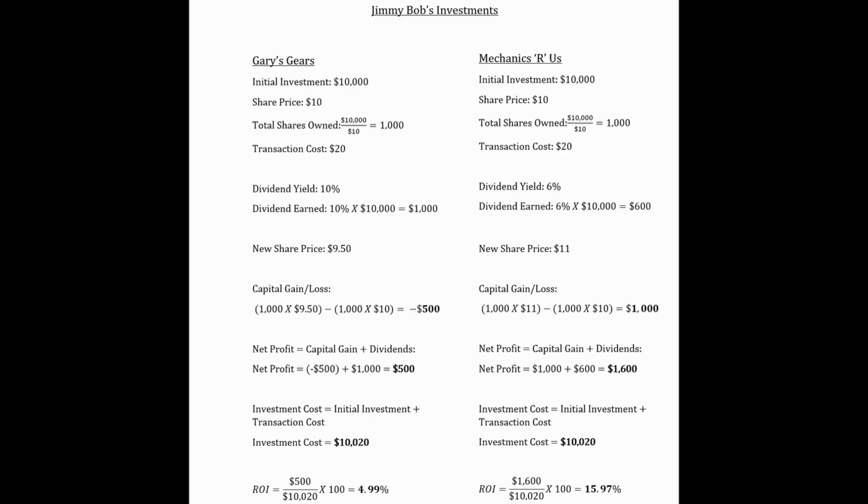If we then divide these numbers by the investment cost, which we find by adding the initial investment of $10,000 and the transaction cost of $20, we will find that Gary's Gears' ROI is 4.99%, whereas the ROI for Mechanics R Us is 15.97%. Therefore, Mechanics R Us is the better investment.